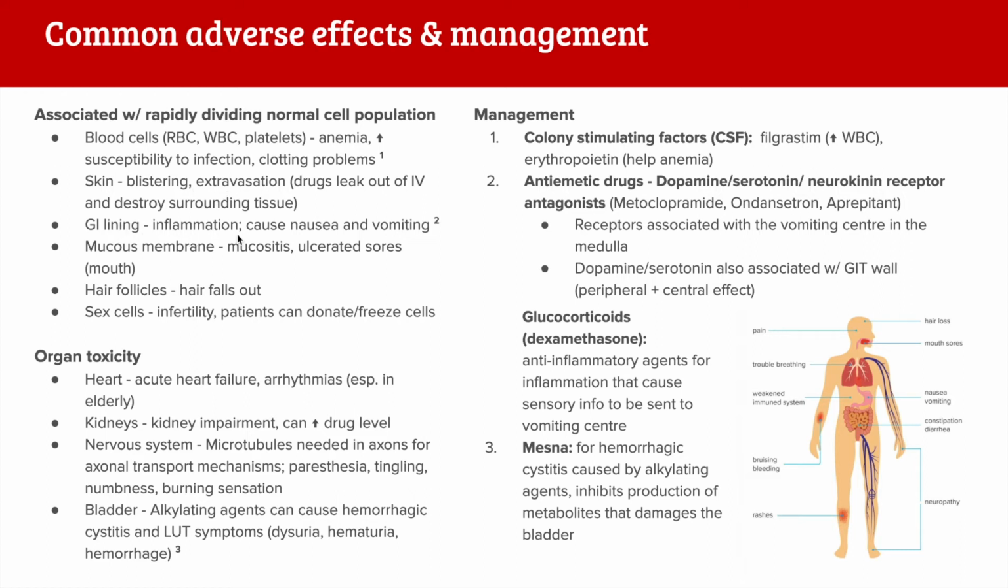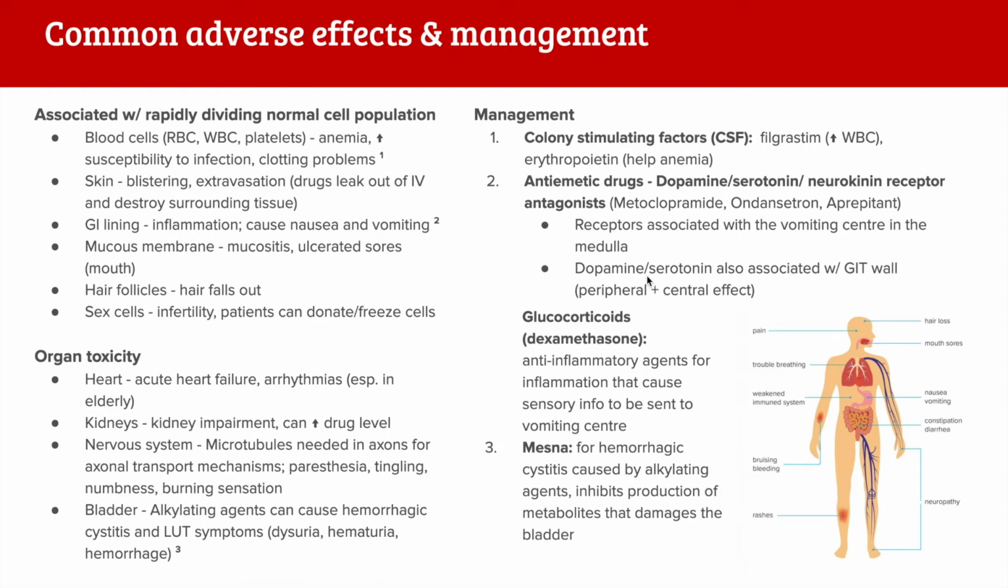And then there's our gastrointestinal lining. This causes inflammation, and sometimes this inflammation can cause nausea and vomiting. To target these, we have antiemetic drugs, which are drugs against nausea and vomiting. They're dopamine, serotonin, or neurokinin receptor antagonists. These are some examples, but don't be too worried about these right now because you'll learn them in second year. These receptors, the dopamine, serotonin, and neurokinin receptors, are associated with the vomiting center in the medulla. That's why it causes nausea and vomiting.